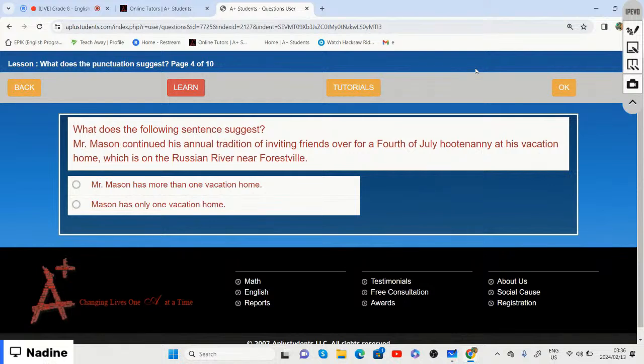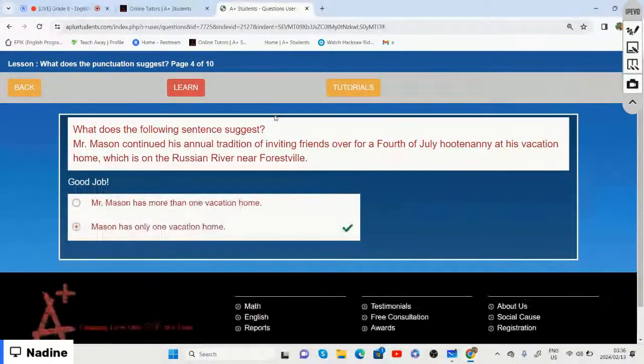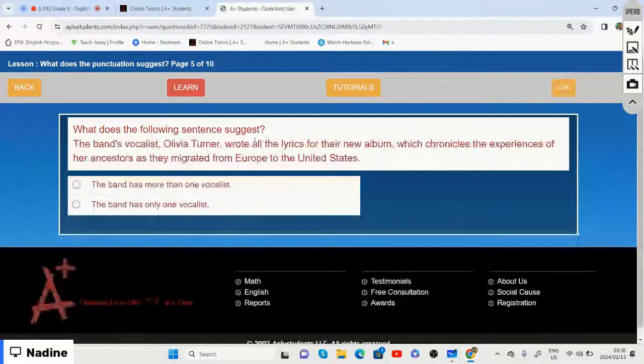So we need to say what that sentence suggests, and we can say that Mr. Mason has only one vacation home. So which means that we are choosing the second one. So well done. The second one is correct, showing that Mr. Mason only has one vacation home. So well done.